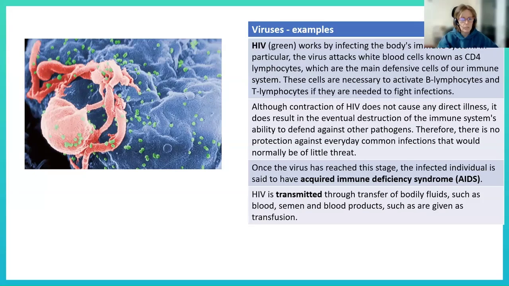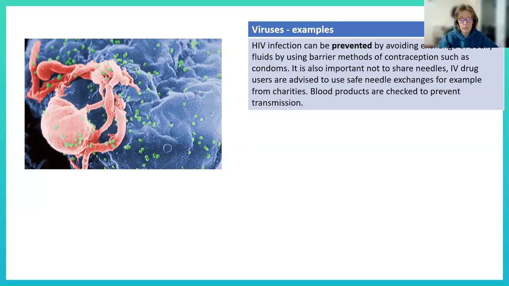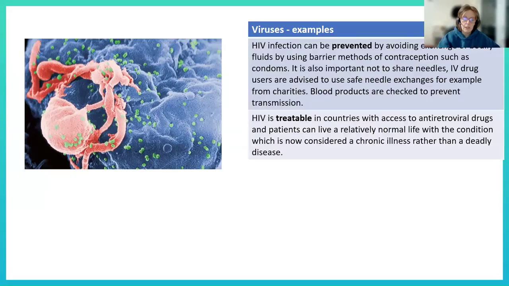It's transmitted through bodily fluids such as blood and semen and blood products. So again, with the blood products and contaminated blood scandal, loads of people got HIV. It's sexually transmitted. Unprotected sex you can transmit it, and through blood. So intravenous drug users are at risk as well. So barrier methods for contraception, condoms, are important. Important not to share needles. So drug users are advised to use needle exchange, and blood products are obviously screened and checked these days.